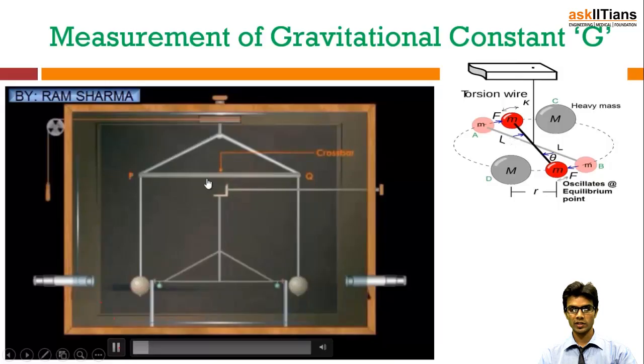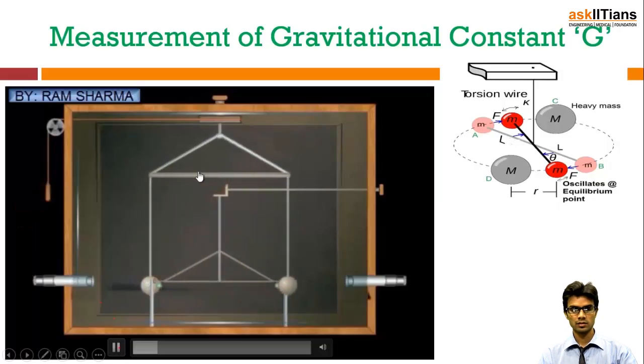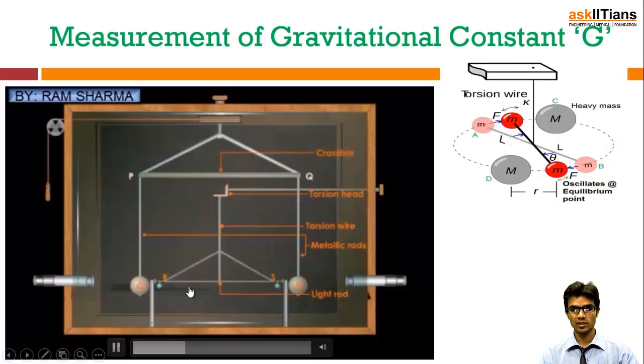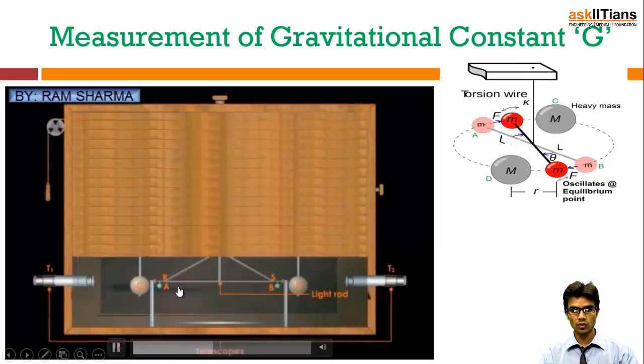So let's continue. The measurement of the gravitational constant G can be explained like this: this is the crossbar PQ, which can rotate, and there are two light rods and metallic rods. Using these two metallic rods, masses C and D are suspended, and using R and S, two small masses are suspended by a light rod, along with a crosshead, a torsional head and a torsional wire.